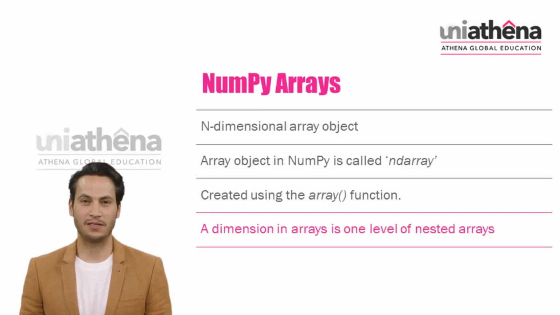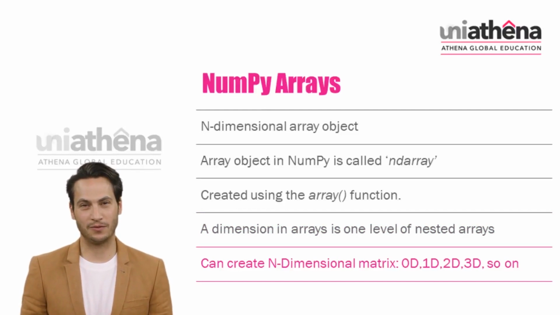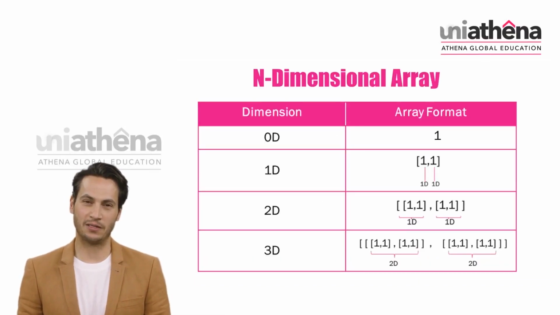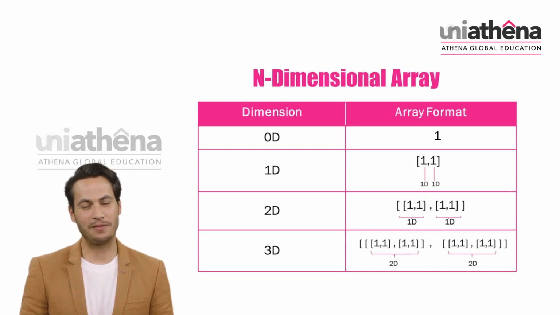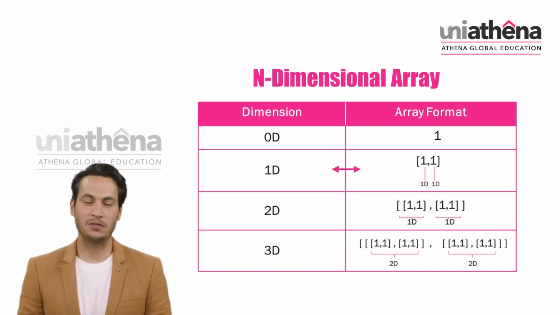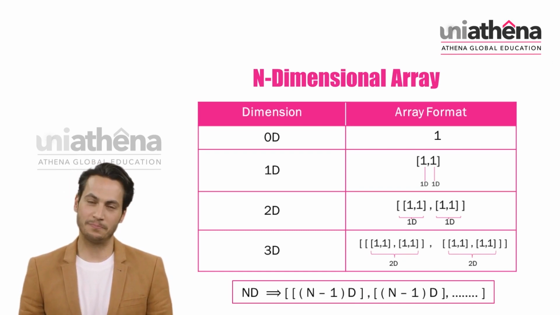A dimension in an array is one level of nested array. Nested arrays are arrays that have arrays as their elements. We can create n-dimensional matrices like 0D, 1D, 2D, 3D, and so on, using NumPy. Let's understand this n-dimensional array with this table. If we look at the table, we can see that 0D array has one single element in an array. 1D array has n numbers of 0D arrays in it, and 2D array has n numbers of 1D arrays in it. Similarly, we can say that ND array has n number of n-1 dimensional arrays in it.